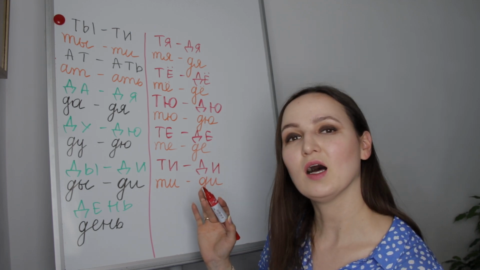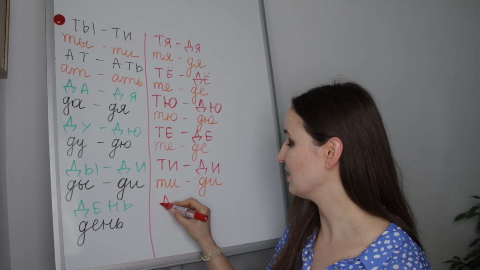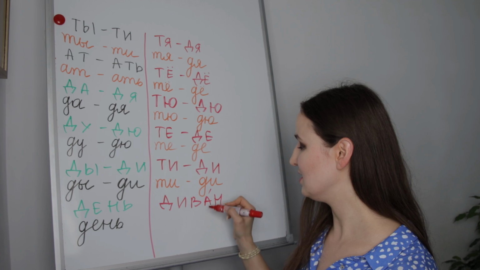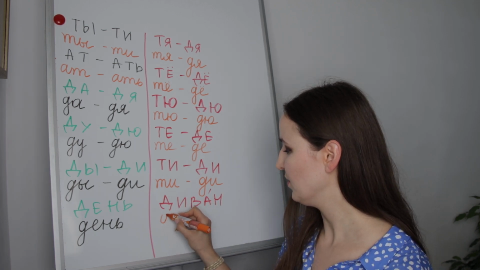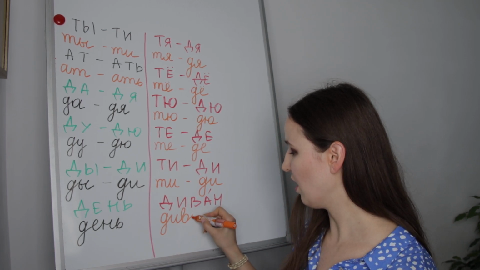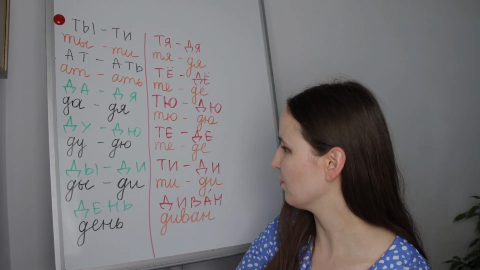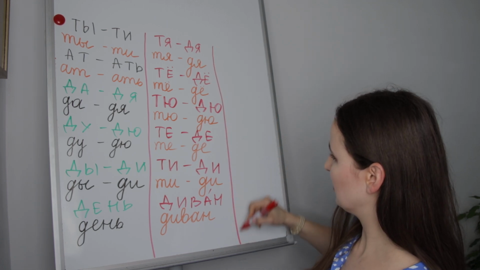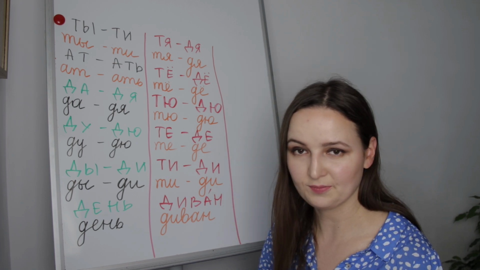And let's write a word. Диван, a sofa. For example, диван. Let's write it cursive. Диван, a sofa. And last column is with words.